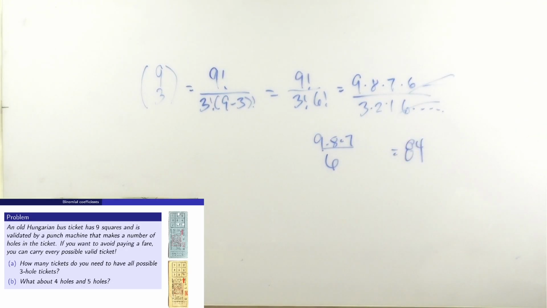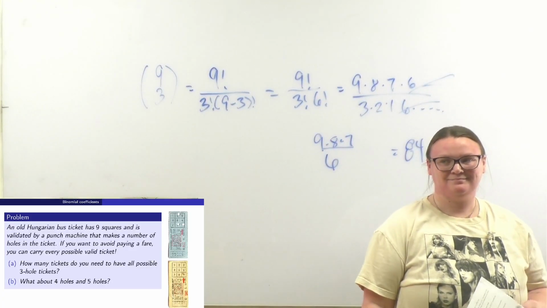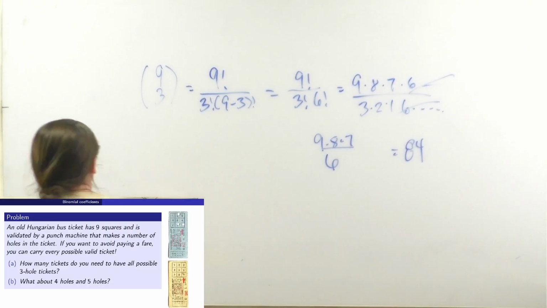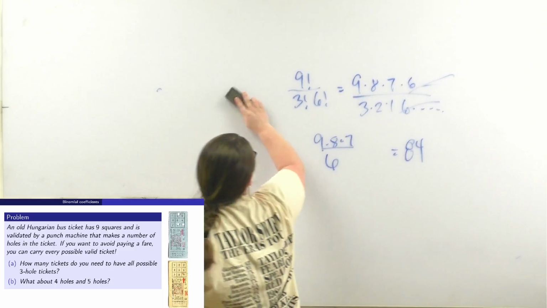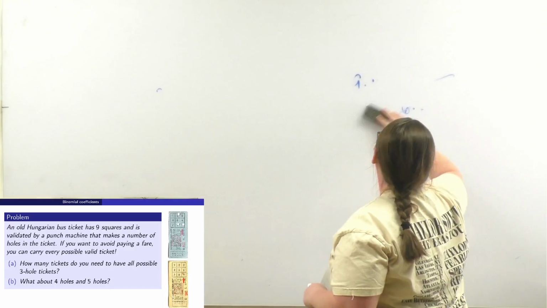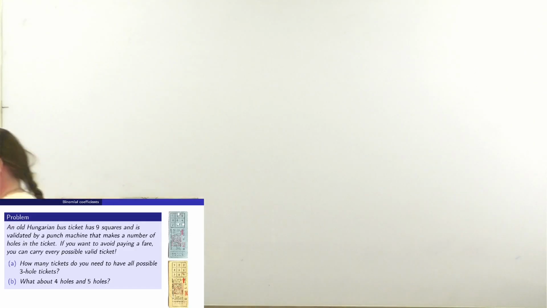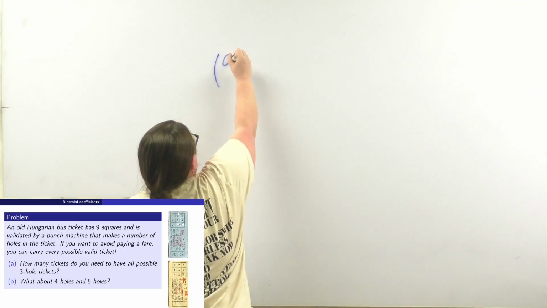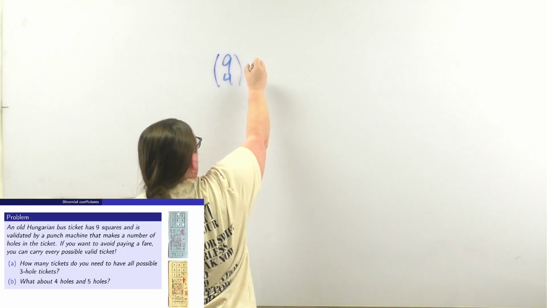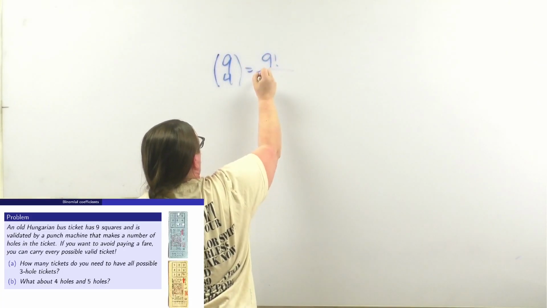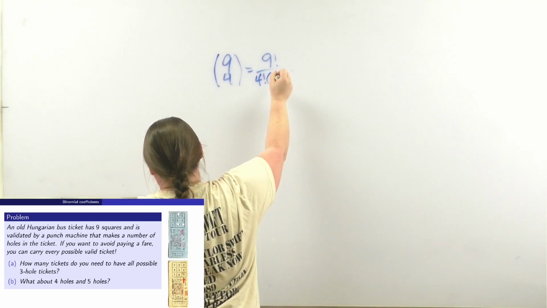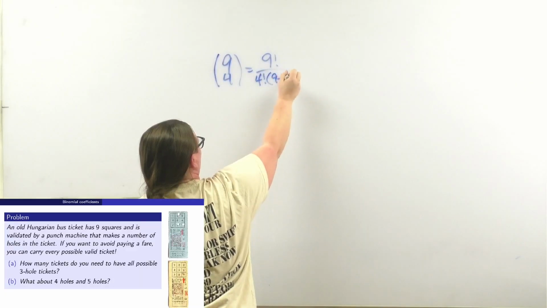And then our part B, what about 4 and 5 holes? They're the same amount as each other? Wow. Let's prove it to ourselves. Okay, so 9 choose 4. That gives us 9 factorial over 4 factorial, right? Yeah, 4. And then, thank you.